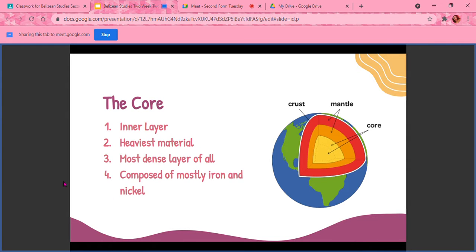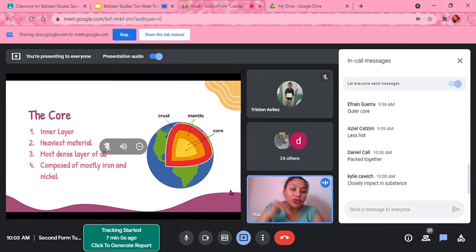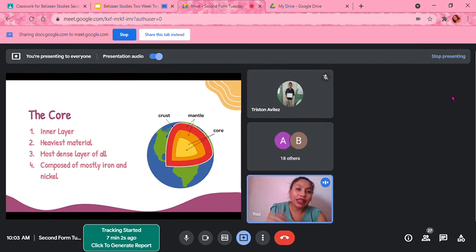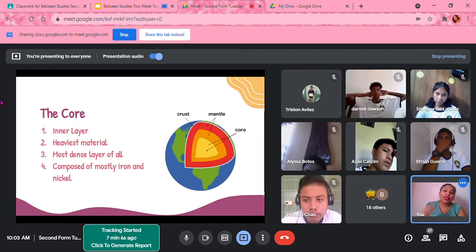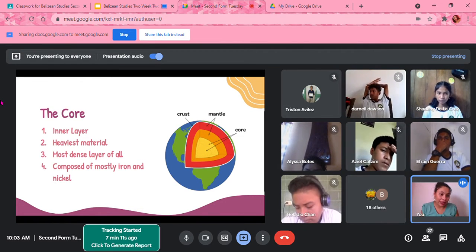And the core is made of iron and nickel, which are very heavy metals. All right, so as we go through the layers of the earth and we move from the crust to the mantle to the core, everything gets denser and there is more pressure being applied.